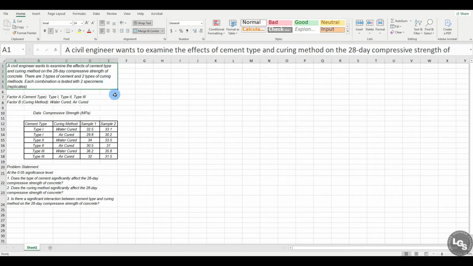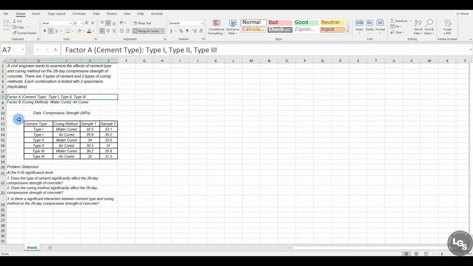So here is the problem. A civil engineer wants to examine the effects of cement type and curing method on the 28-day compressive strength of concrete. There are three types of cement and two types of curing methods. Each combination is tested with two specimens or replicates or trials. So we have factor A, the cement type, with three types of cement: type 1, type 2, and type 3. The factor B is the curing method, and it has two levels or two types: water cured and air cured.